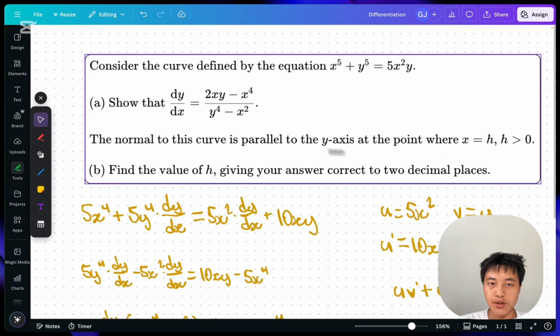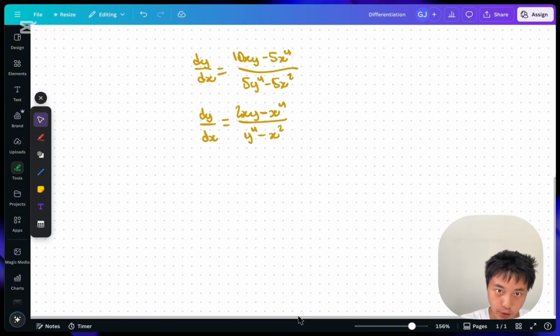Part B, the normal to this curve is parallel to the y-axis at the point x equals h. So this means the tangent at whatever x coordinate is parallel to the x-axis, which means we want to solve for the x coordinate when the slope of the tangent is 0, parallel to the x-axis. Okay, so for part B, dy over dx equals 0.